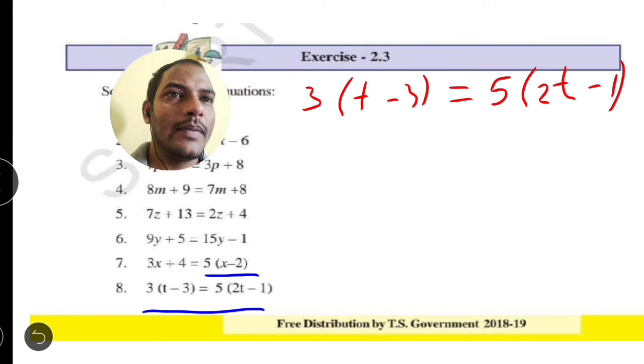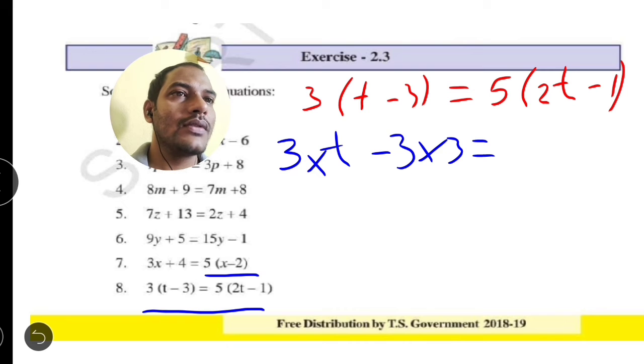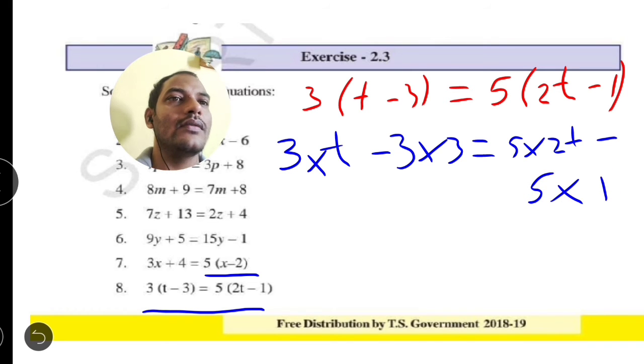So let us multiply 3 inside. 3 into t minus 3 into 3. So here in the middle, what is the symbol given? The same symbol we have to write in the next step. So it is equals to 5 into 2t minus 5 into 1.